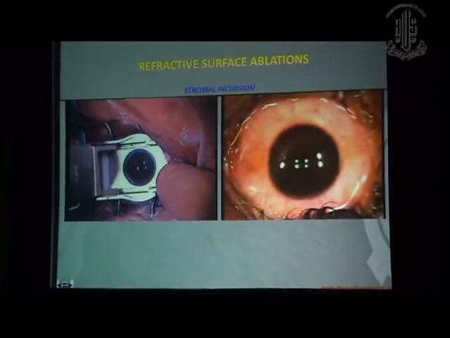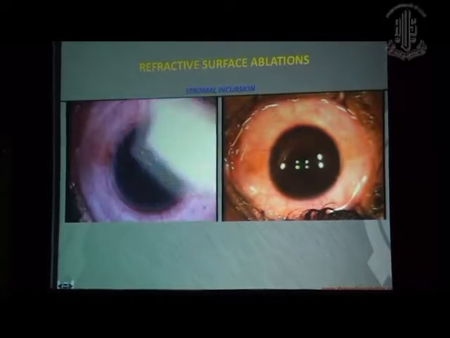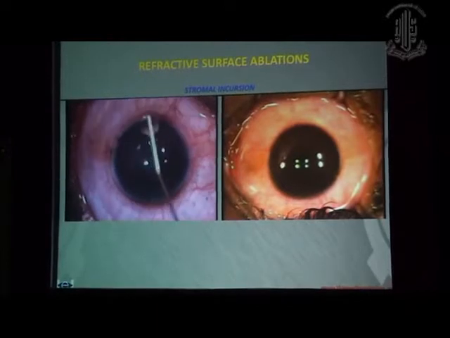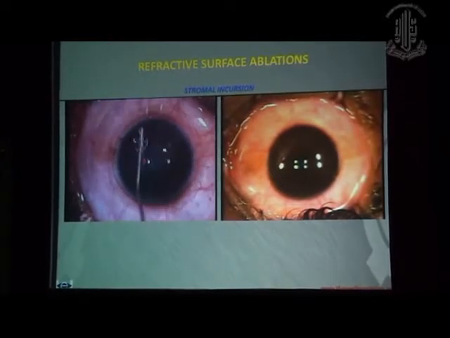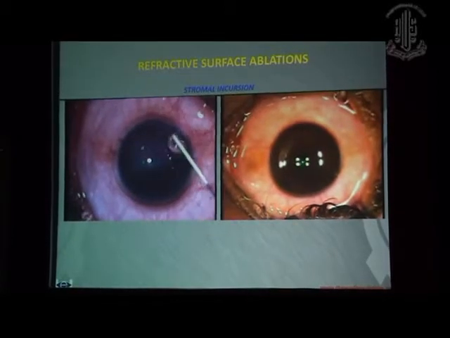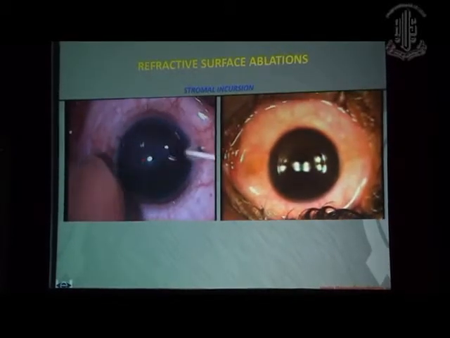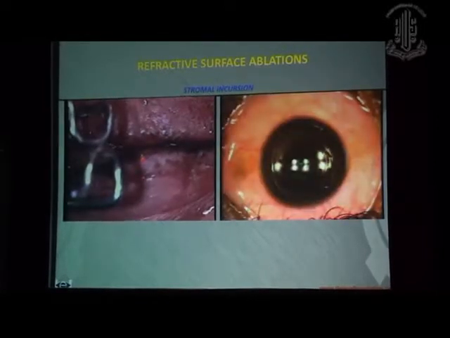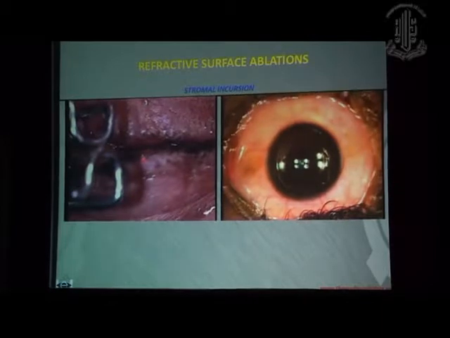Stromal incursion was a major bugbear with the epi-LASIK procedure, which I think has largely been given up now, because the separator goes in deeper into the stroma and creates a stromal incursion, where you need to abort the procedure. But now we have this wonderful option of doing a transepithelial PRK, wherein once the topography regularizes and the refractive error stabilizes, you could go ahead and retreat these eyes.